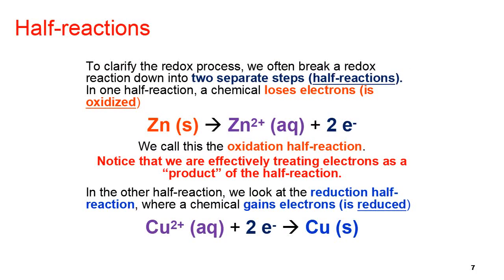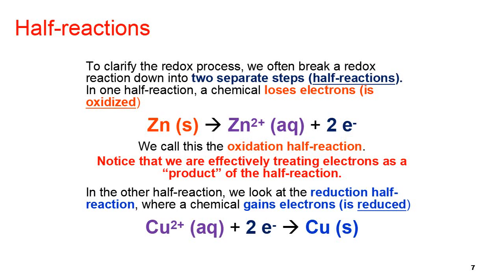To clarify the redox process, we often break a redox reaction down into 2 separate steps known as half reactions. In one half reaction, a chemical loses electrons, or we say the zinc atom has been oxidized. We call this the oxidation half reaction. Notice that we are effectively treating electrons as a product of the half reaction.